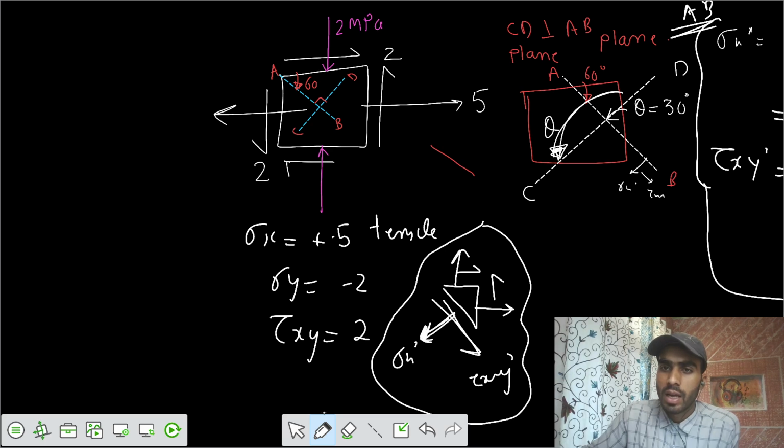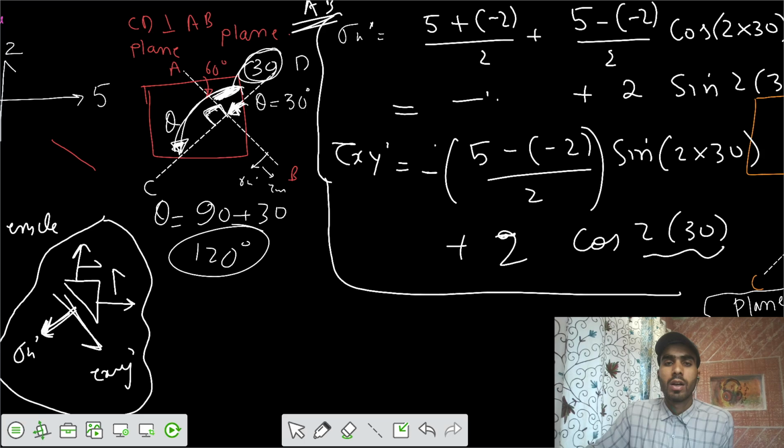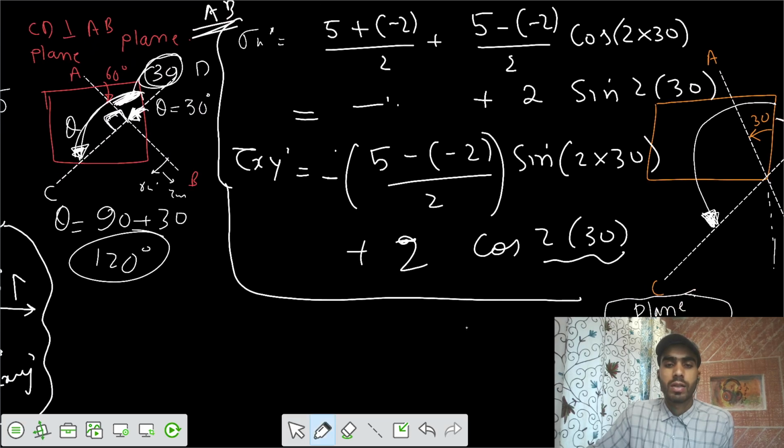Let's say this plane was making 30 degrees with respect to the vertical. Then we can say this will make 30 degrees, and it would make 90 degrees also. So your theta can become 90 plus 30, which is 120. You substitute the value of 120 here for the next plane.